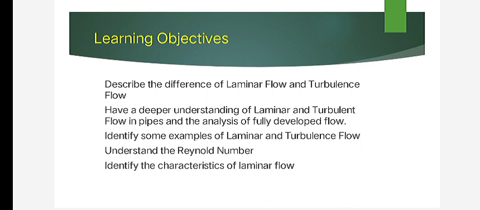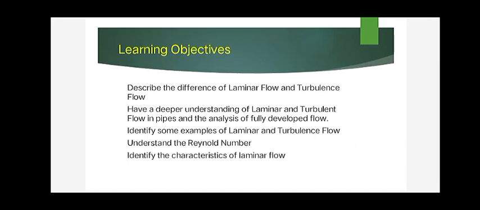As we start our lesson, let us have first our learning objectives. First, describe the difference between laminar flow and turbulent flow. Second, have a deeper understanding of laminar and turbulent flow in pipes and the analysis of fully developed flow. Third, identify some examples of laminar and turbulent flow. Fourth, understand the Reynolds number. Lastly, identify the characteristics of laminar flow.